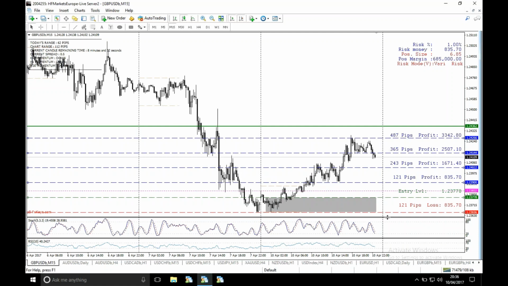So for London, London opens at 8 a.m. our time. You want to be at your charts by about 7 a.m. at the latest, somewhere between 7 a.m. and about 10 a.m. That's when the majority of the moves are going to happen in London.